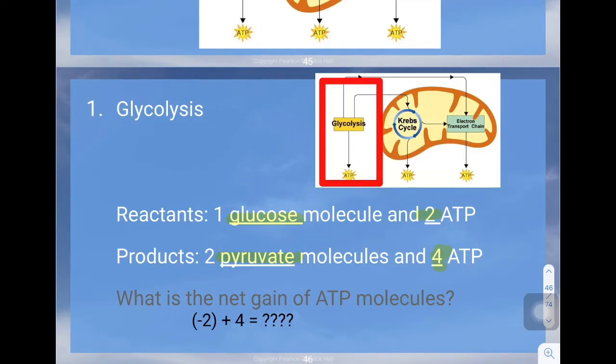Ever hear you have to spend money in order to make money? In this case, the process of glycolysis, in order for it to get started, actually spends 2 ATP. So -2 ATP is spent, but it's going to make 4 ATP. So with that, what would be the net gain of ATP molecules? Think about that for a second. -2 plus 4. If you guessed 2 ATP, then you are correct. 2 ATP are gained from the process of glycolysis.